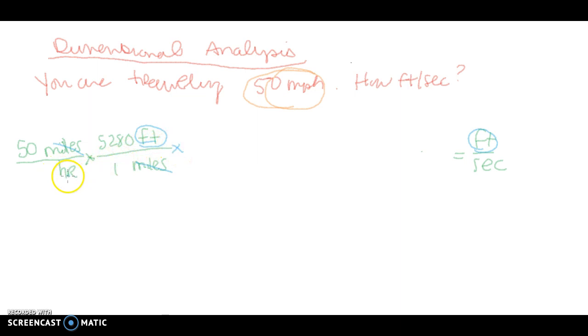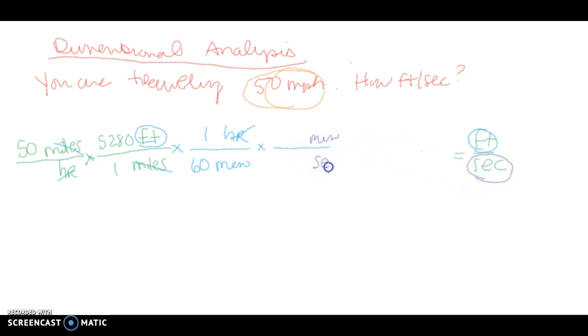Since this hour is on the bottom, I need to put an hour on the top in order to cancel it out. I know in 1 hour there are 60 minutes. So this hour and this hour cancel out, and now I've got feet per minute. I'm not there yet because I really want seconds. If this minute is on the bottom, I need another one on the top so that I can cancel it.